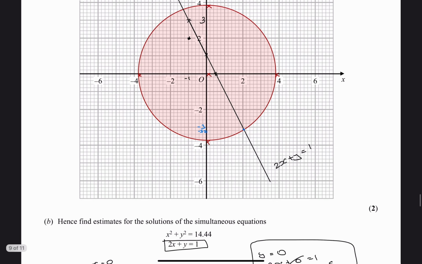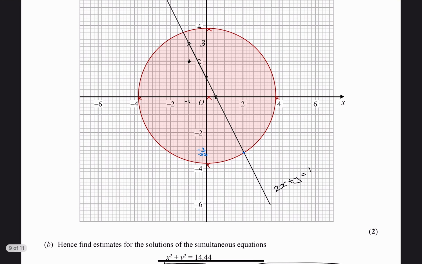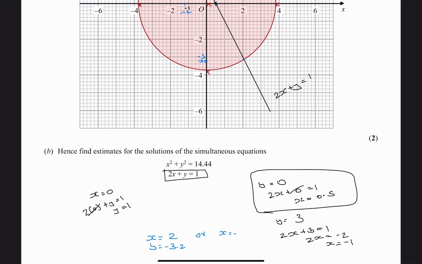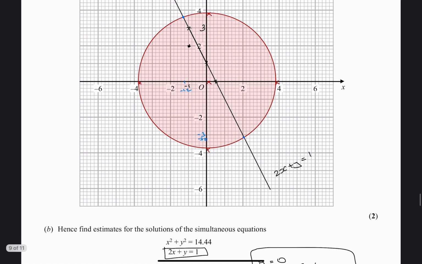Or what's the other one? What do we have? Somewhere here. X is minus 1.2-ish. It's around that anyways, minus 1.2. And y is, that's 3.2, 3.4, 3.6. Y is 3.6.